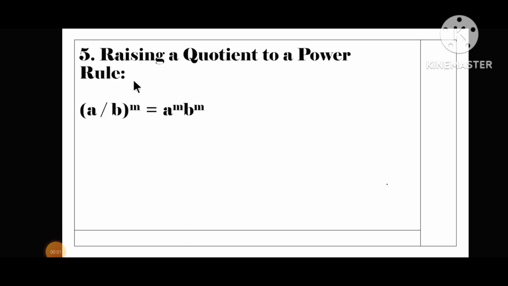Rule, raising a quotient to a power rule. A over b raised to m is equal to a to the m over b to the m. Again, parang dinidistribute lang, no? Example, x over y raised to 3 is equal to x cubed over y cubed. Okay? That's it. Dali lang, di ba?